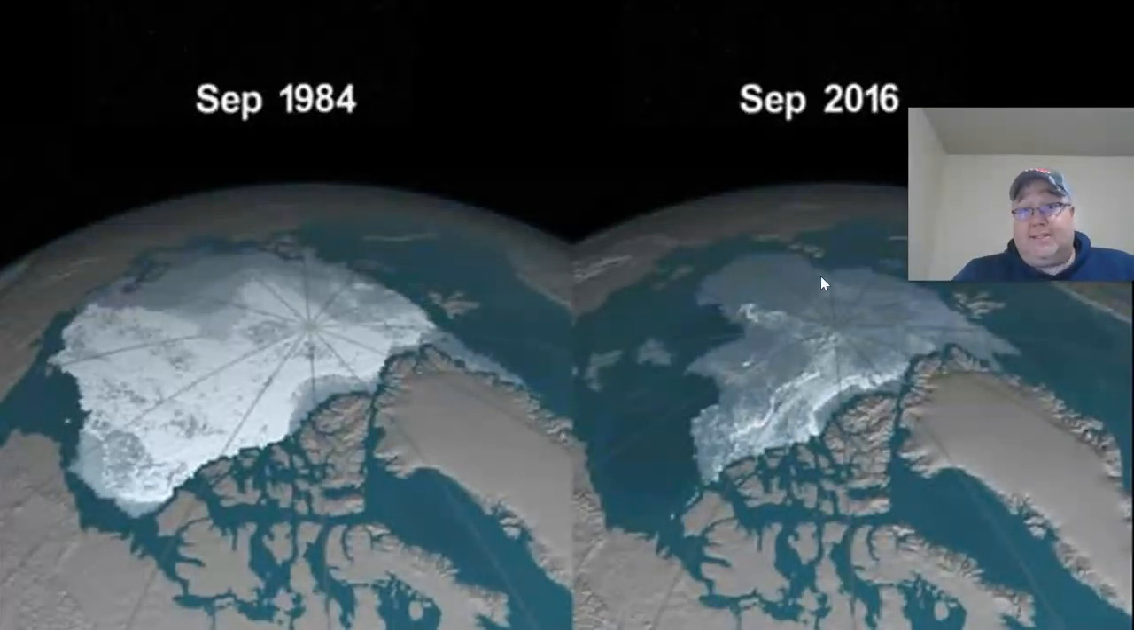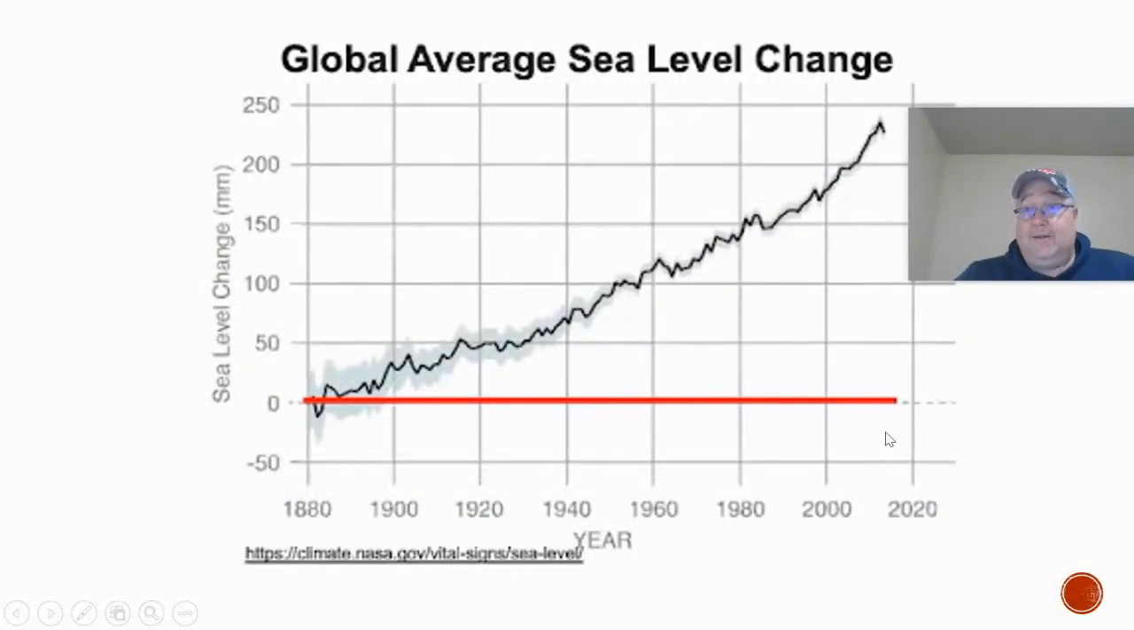And you'll notice over here in September of 2016, so 30 years later, that it has really changed. Not only has the volume of ice shrunk, but a lot of that white area is disappearing. The ice is becoming much, much thinner. So what happened to all of it? Well, it melted.